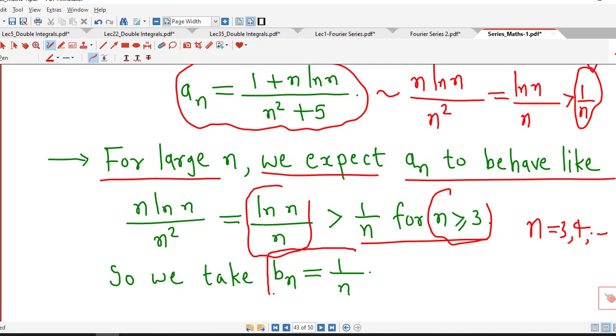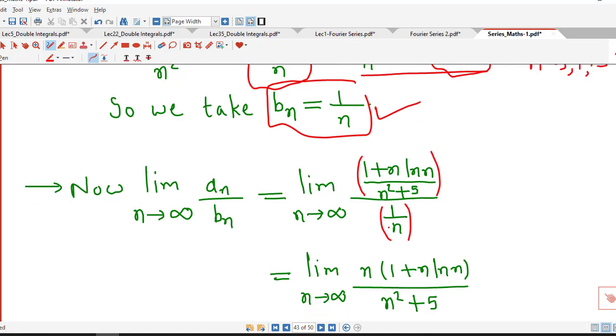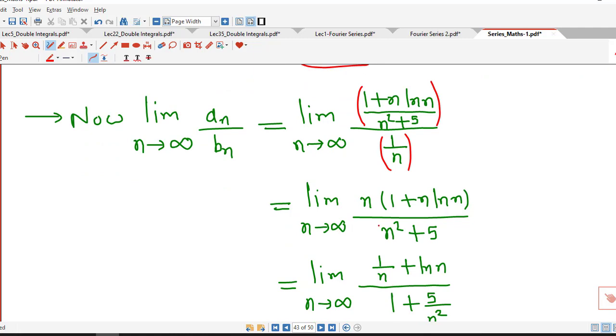So we select bn equal to 1 by n, and then we take the limit of an upon bn as n tends to infinity. Here an, the nth term, is (1 plus n log n) divided by (n square plus 5), divided by 1 by n. So we can rewrite this: 1 by n in the denominator goes to the numerator and multiplies with 1 plus n log n. We keep (1 plus n log n) divided by (n square plus 5), and 1 over 1 by n is n.